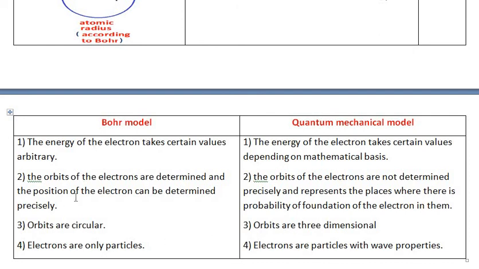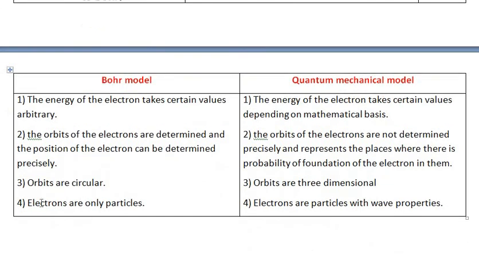Orbits here in the Bohr theory are circular, but in modern theory, orbits are not circular, but are spherical. The electrons can be found in 3 dimensions, not in 2 dimensions as in the Bohr model. Electrons here in Bohr model are only negatively charged particles, but according to the modern theory, electrons are particles with wave parts.